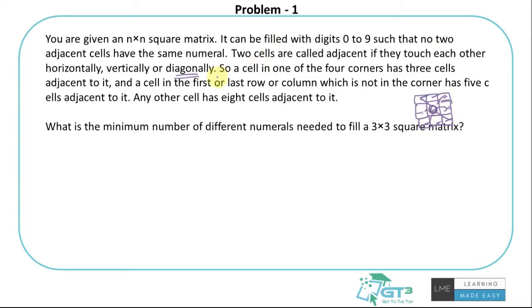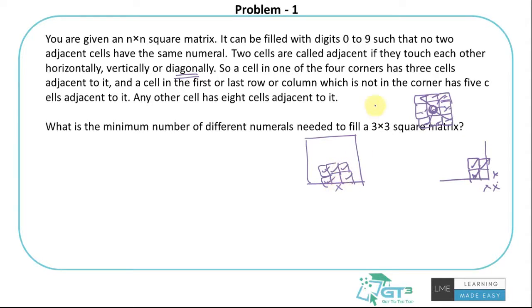So a cell in one of the 4 corners has 3 cells adjacent to it. If I'm talking about a matrix, this is the corner cell, so it has nothing over here, it has only this diagonally and then vertically. So basically 3 cells. And a cell in the first or the last row or column which is not in the corner has 5 cells adjacent to it. If I'm talking about a cell like this in the last row, there's nothing here, leaving that I can have here, here, here, here and here, 1, 2, 3, 4 and 5.